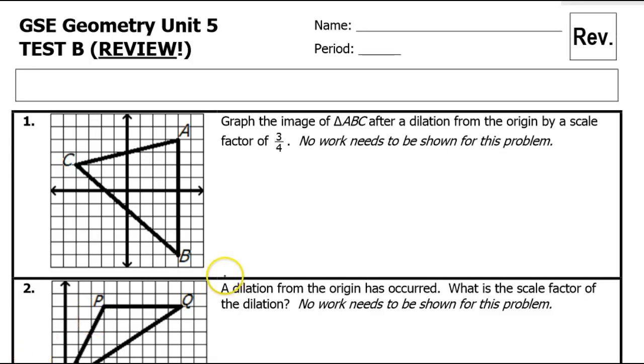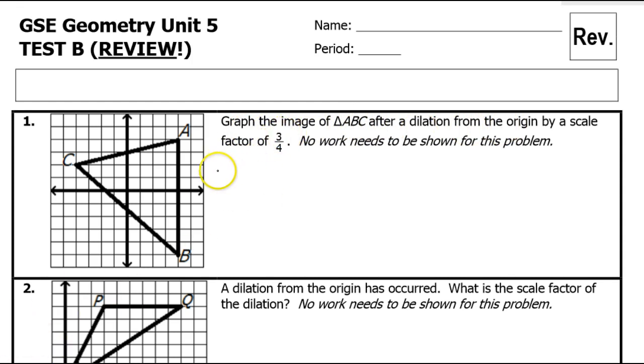In this video, we will review some concepts about similarity, mostly triangle similarity, but we may get to some other polygons as well. With problem number 1, we are to graph the image of triangle ABC after a dilation from the origin by a scale factor of 3/4.